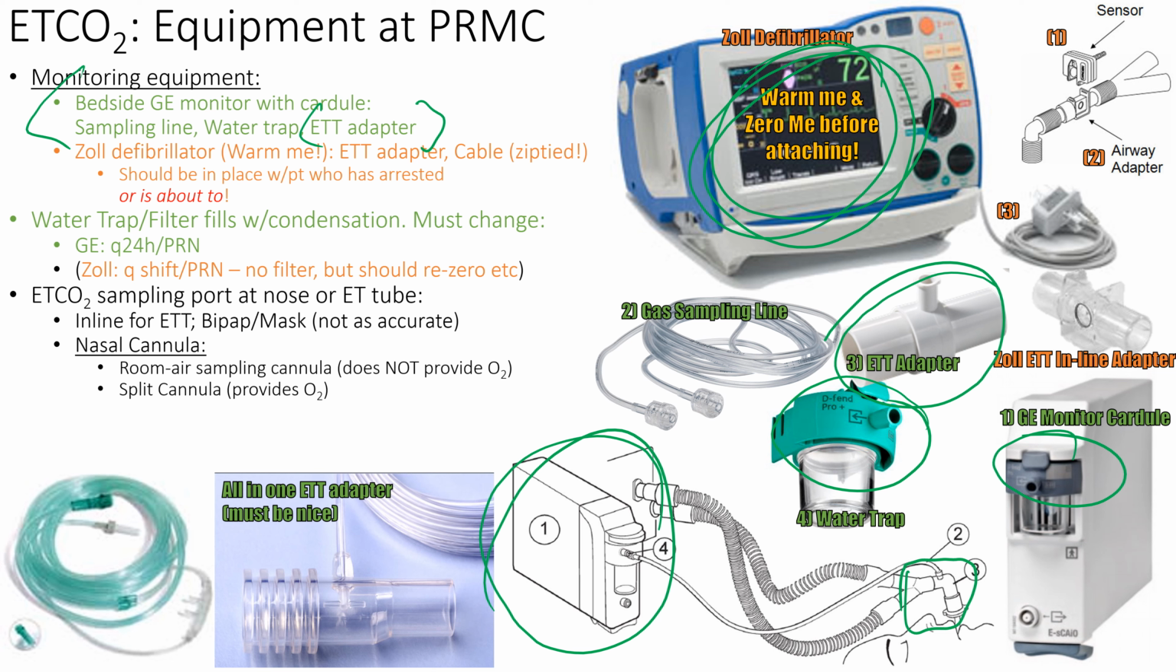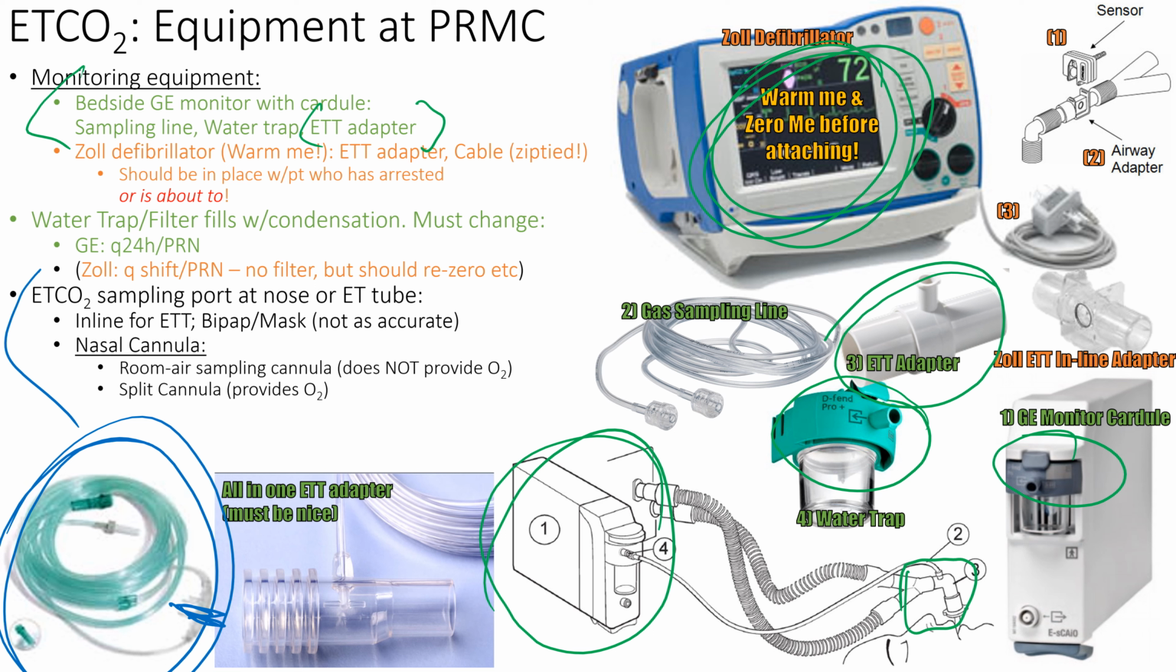All right. So yeah, the water trap can be emptied. You do want to empty it when it starts filling up. Okay. The Zoll, really, there's no filter on it, but sometimes you do have to change it because it's not meant for continuous monitoring. Okay. An end-tidal CO2 sampling port, that's the one I pass around, the cannula here. That's where you can take a little sample. It's split in half. So one half gives oxygen, the other half measures the end-tidal CO2 being exhaled.